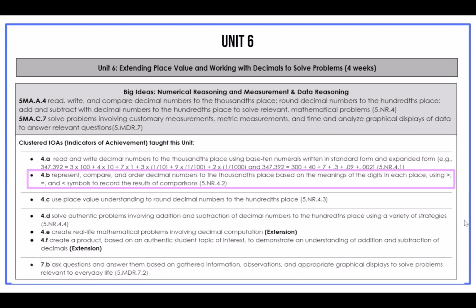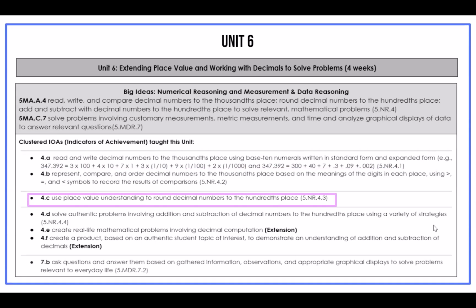With IOA 4B, students represent, compare, and order decimal numbers to the thousands place based on the meanings of the digits in each place from relevant mathematical situations. Students determine and explain comparisons using a variety of tools such as concrete materials, drawings, number lines, and other visual representations and strategies. Students use greater than, equals, and less than symbols to record the results of comparisons.